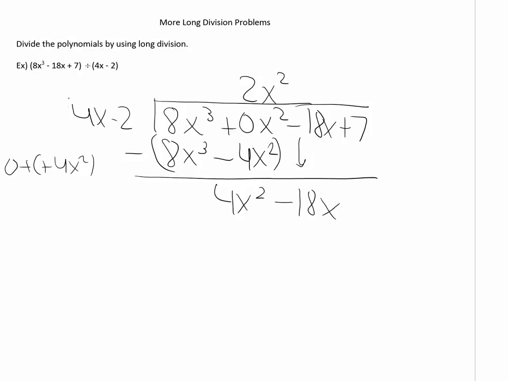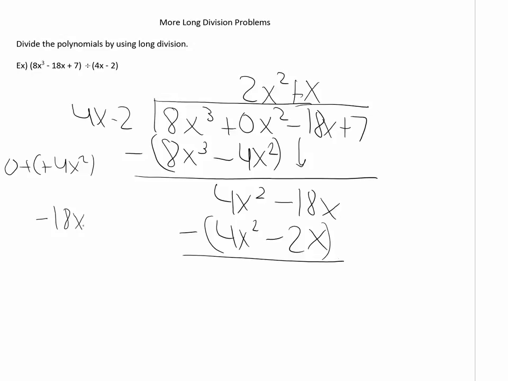So now, what do I multiply 4x by to get 4x squared? Well, that is a positive x. So I'm going to take x times 4x, which is 4x squared. I'm going to take x times a negative 2 is negative 2x. And subtract negative 18x minus a negative 2x. That's plus a positive. That's negative 16x. Bring down the next term, which is positive 7.